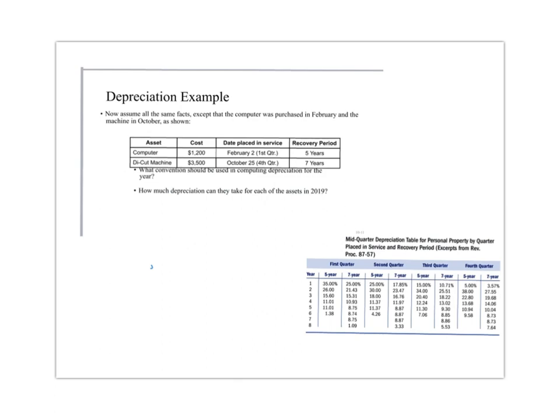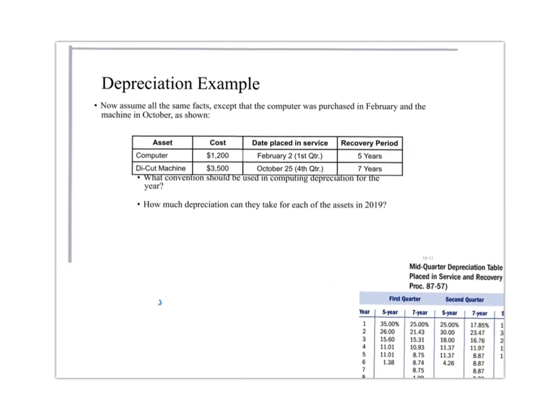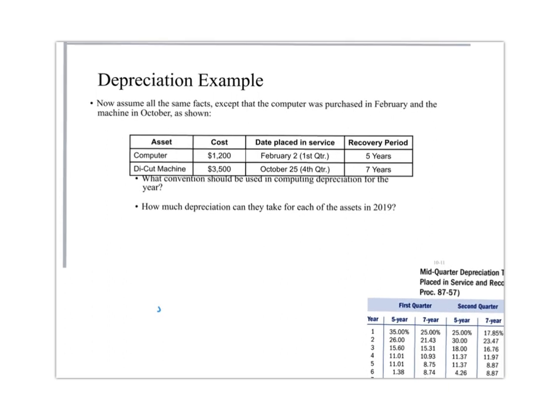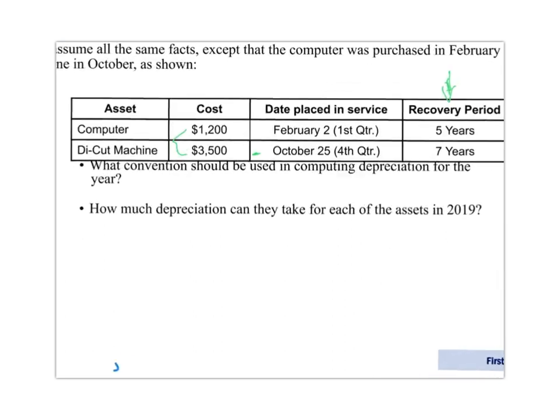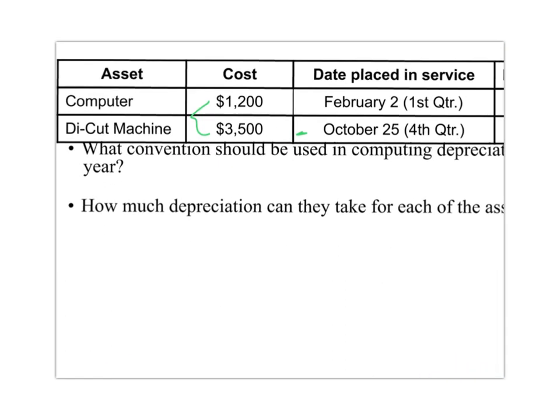All right, so now we've changed our situation just a little bit, okay? We've got the same facts, so we have the same recovery periods. Those have already been given to us, but now we've changed our dates placed in service, okay? We still have the same $4,700 of equipment, but now if you'll notice, the die cut machine was placed in service in the 4th quarter, and the computer was placed in service in the 1st quarter. So we have to test for which convention we're going to use.